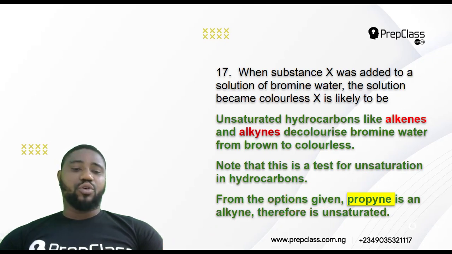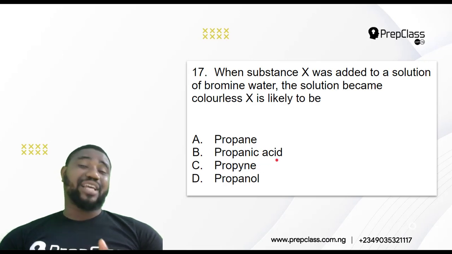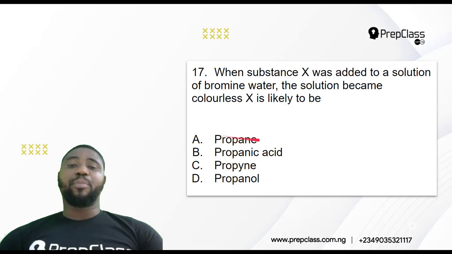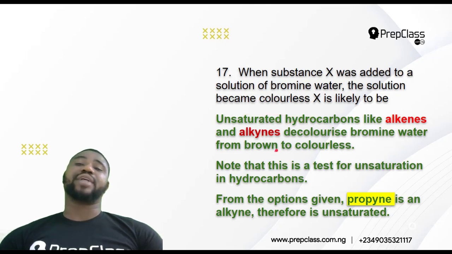So from the options given, we can see that propane is an alkane, propanoic acid is a carboxylic acid, and propanol is an alkanol. So out of all of them, only propyne is an alkyne, and propyne has a triple bond. Unsaturated hydrocarbons usually have double or triple bonds. Propane, propanoic acid, and propanol all have single bonds. But propyne has a triple bond, so it's an unsaturated hydrocarbon. So only propyne, that is an alkyne, which is an unsaturated hydrocarbon, will decolorize bromine water.